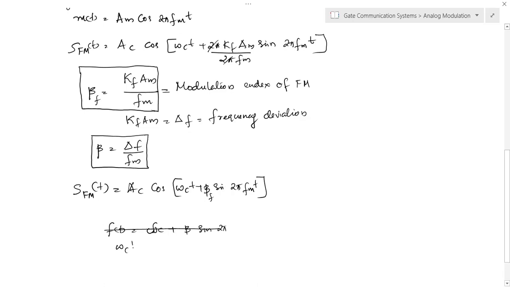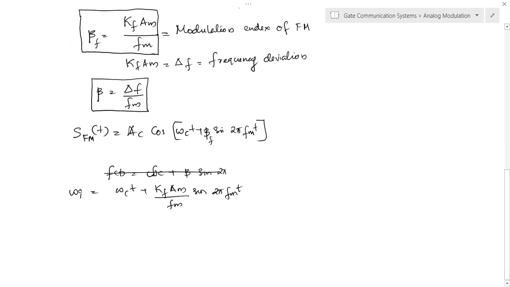It becomes omega ct plus kf into am by fm into sine 2 pi fm of t. So this is the instantaneous frequency of the FM signal for a single-tone modulation.